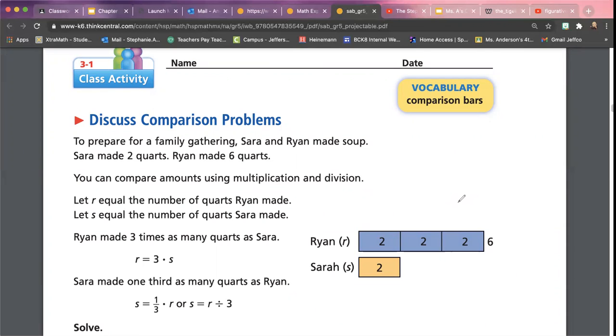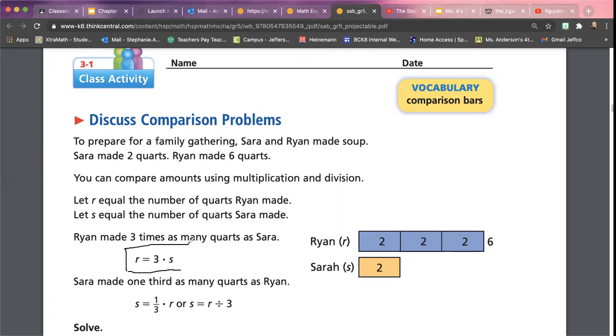So to prepare for a family gathering, Sarah and Ryan made soup. Sarah made 2 quarts, Ryan made 6 quarts. So you can compare the amounts using multiplication and division. That's what we just did. Let R equal the number of quarts Ryan made, and let S equal the number of quarts Sarah made. So we're using variables. Hopefully you guys remember variables. It's just a letter that represents an unknown number. So if you see letters in your math equations, don't freak out. Remember, it just kind of means like a question mark.